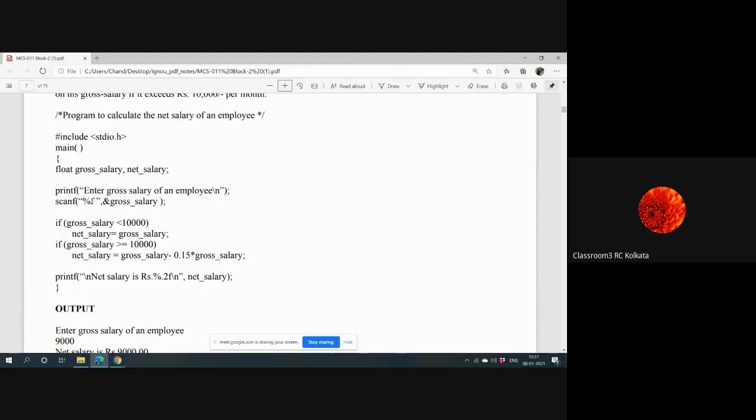And why have we used %f? Because we are here discussing only one variable, and that is a float. So we have used %f.